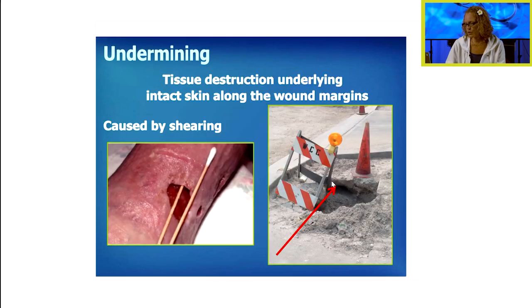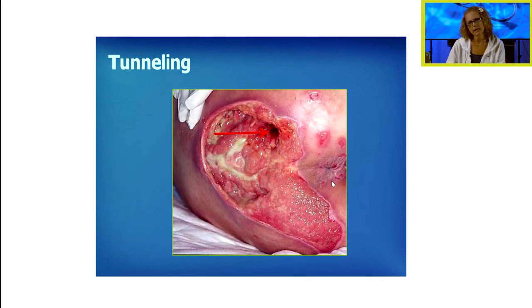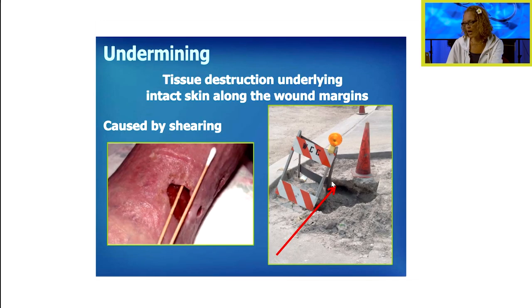Some people get confused between undermining and tunneling. Tunneling actually goes deep within into the tissue, right? So tunneling goes deeper into the subcutaneous tissue. Undermining is different in that the tissue destruction that occurs here is just right underneath the intact skin that is on top. Okay? And so undermining will run along the wound margin.